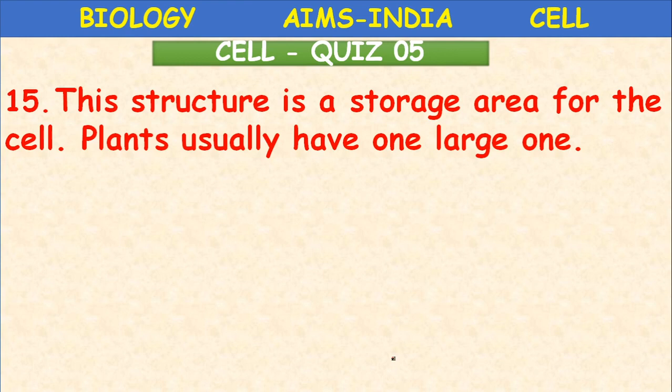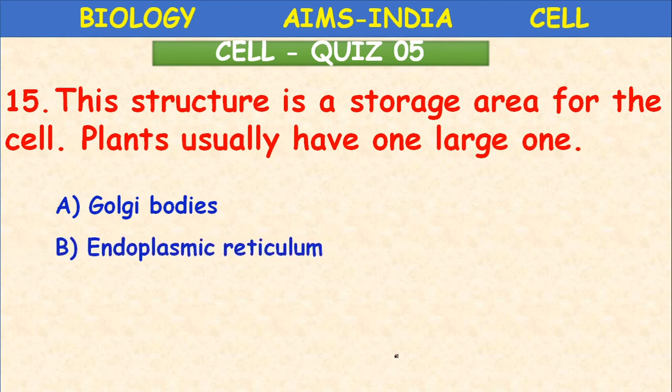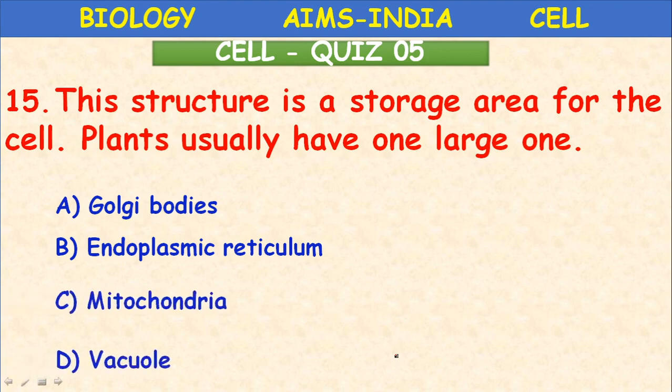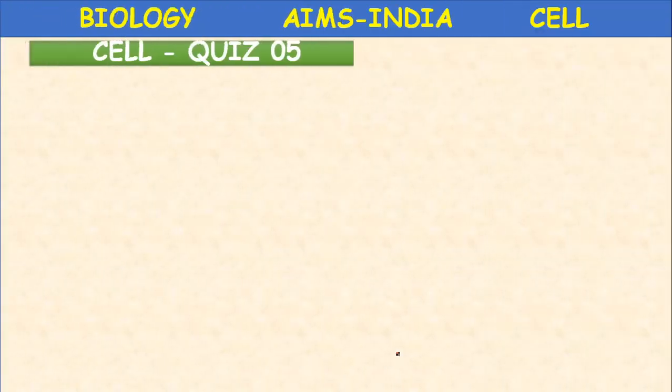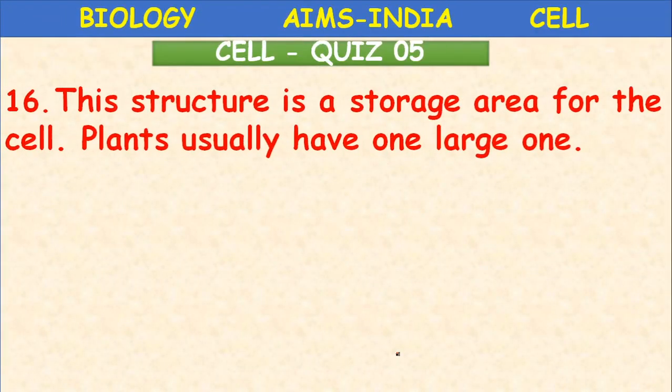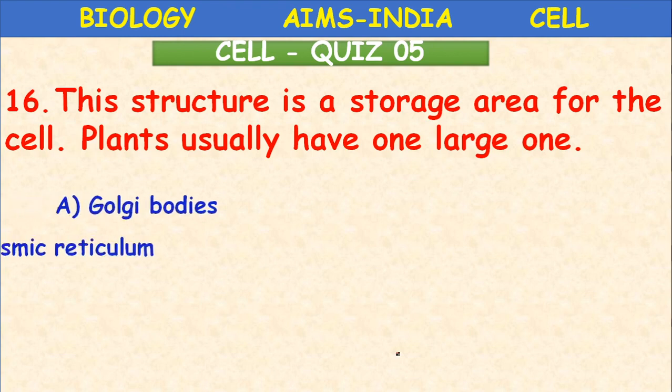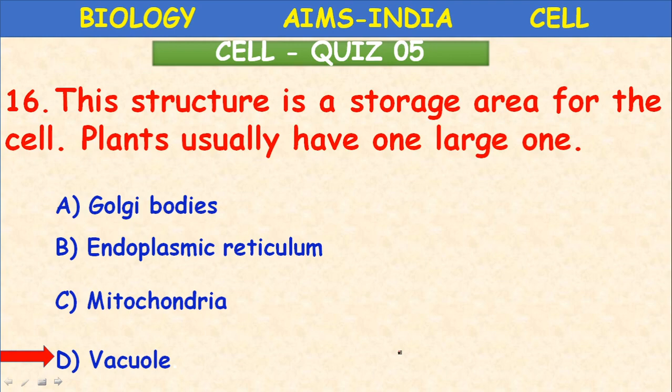Next question. This structure is a storage area for the cell. Plants usually have one large one. Golgi bodies, endoplasmic reticulum, mitochondria, vacuole. What is that? Obviously, vacuole. The large one means vacuole. It is also called the storehouse of the plant cell. The answer is vacuole.